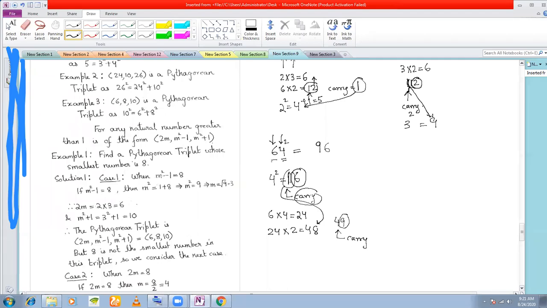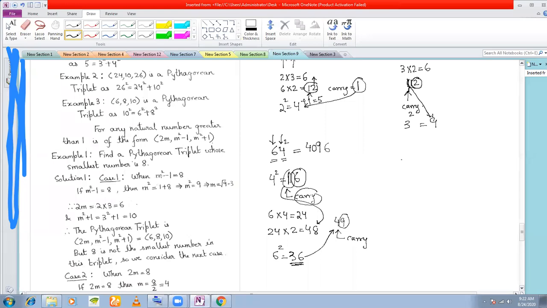Next, I square 6 to get 36. I got 36 after squaring 6. I had carry in my mind, which was 4. So 36 plus 4 will give me a 40. So the answer is 4096. Okay. One more.